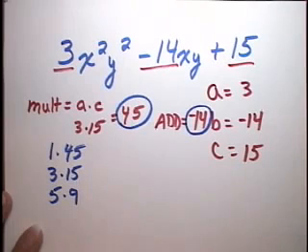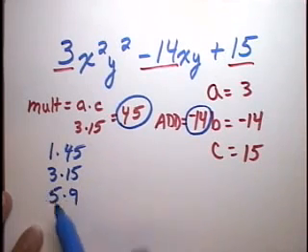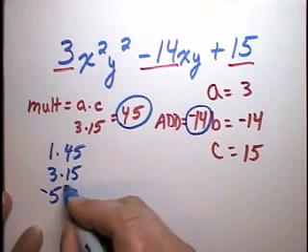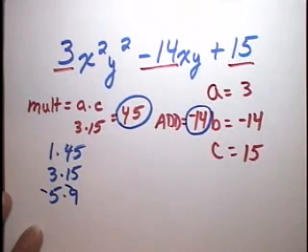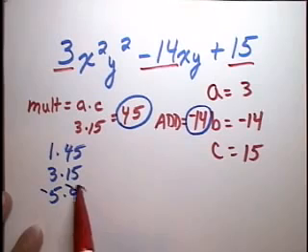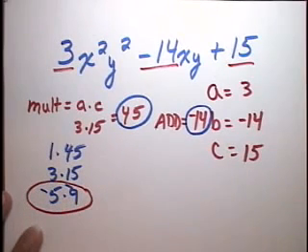How would I be able to add those together to get a negative number? Well, both of the numbers would have to be negative. Negative 5 times negative 9 would give me a positive 45, but when I added them together, negative 5 plus a negative 9 would add together to give me a negative 14. So I found the two terms that I needed.